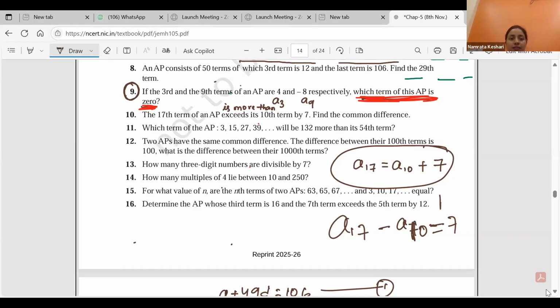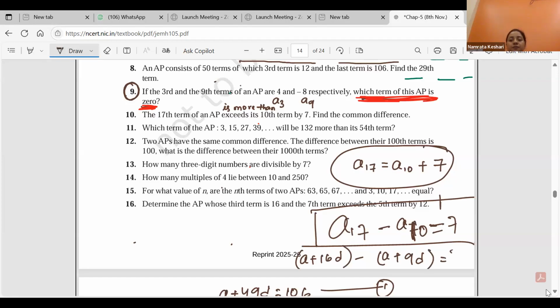Same thing we are doing over here. Now we know this is the equation we have. For the 17th term, we can write a plus n minus 1 into d, that means a plus 17 minus 1, that is 16d. For the 10th term, a plus 10 minus 1 into d, that is a plus 9d. The difference is 7. Yes or no?